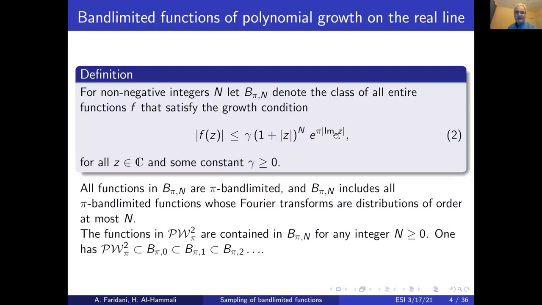So we see if we are on the real line, then the imaginary part of z is 0, and the function may grow polynomially. In the complex plane, it may grow as a polynomial times e to the pi times the absolute value of the imaginary part of z. So it turns out by the Paley-Wiener-Schwartz theorem that all functions in B pi n are pi bandlimited. And conversely, B pi n includes all pi bandlimited functions whose distributional Fourier transforms are distributions of order n. Our Paley-Wiener functions are contained in B pi n for any non-negative integer n. And obviously the B pi n's are nested, so the greater B pi n's for greater n contain the spaces for smaller n.